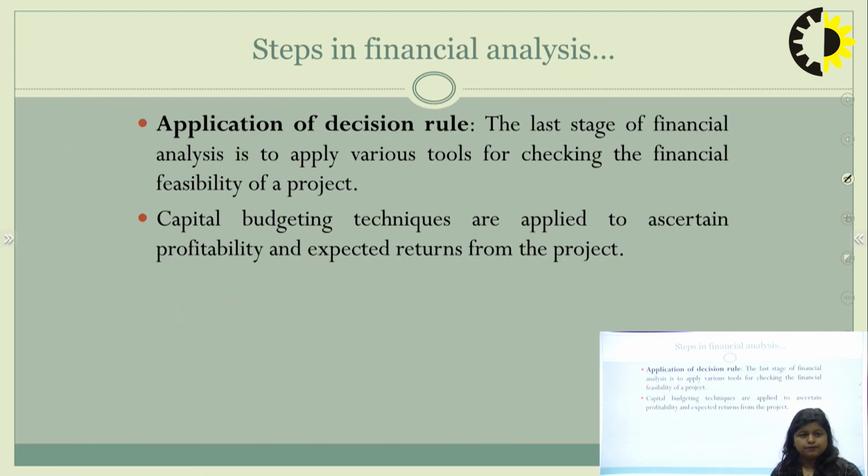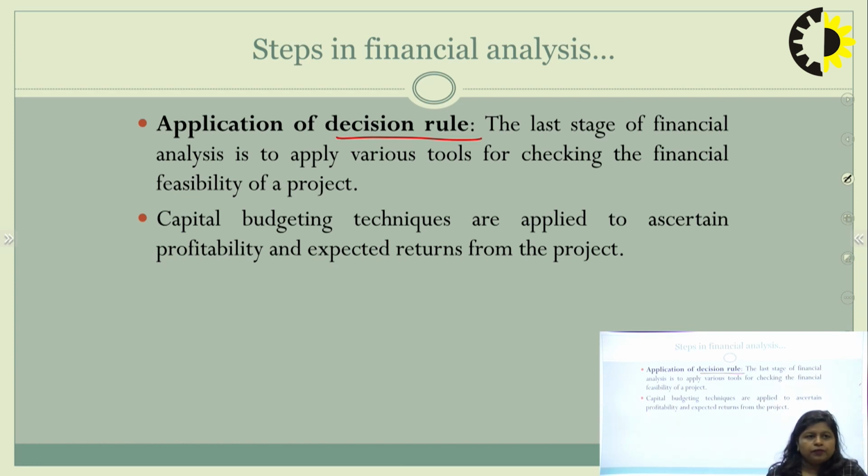So based on all these parameters we go for the decision rule. We will decide based on our cash flow whether we are having loss or profit, or based on the rate of return also. It may be possible that you are having a profit but your rate of return is very low, so in that case also you may reject that project. So finally you apply the decision rule. This is the last stage of the financial analysis, to apply the various tools for checking the financial feasibility of the project. Capital budgeting includes the techniques which are applied to ascertain the profitability and the expected returns from the project.